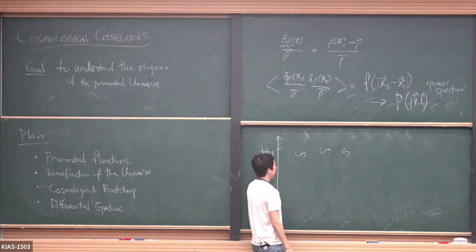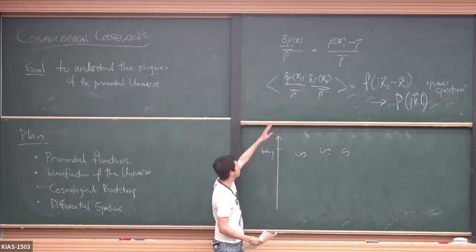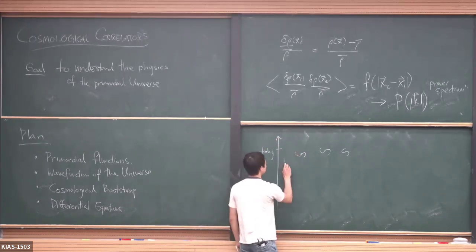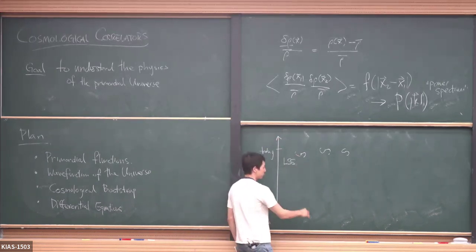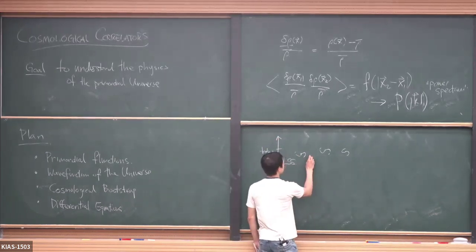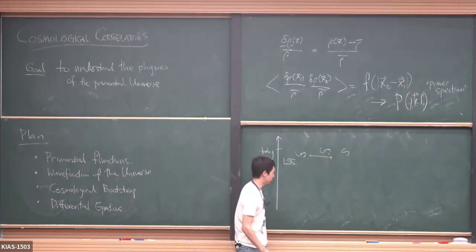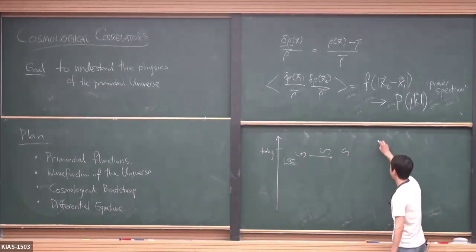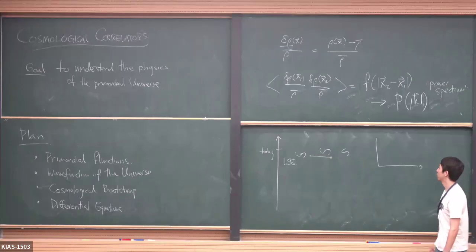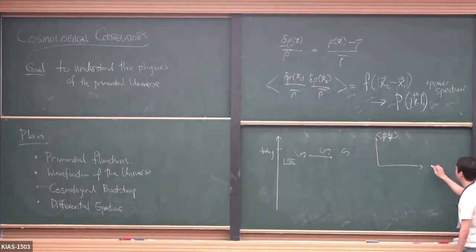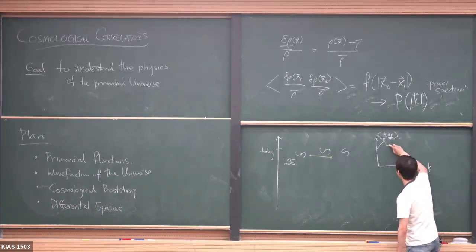And as I said, we can measure the 2-point correlation function of density perturbations in the large-scale structure. So this is large-scale structure, and then we can try to measure, say, the 2-point correlation function between different positions in the sky. And this quantity has been very accurately measured in observations. If we plot this delta rho over rho 2-point correlator as a function of the wave number k in Fourier space, this quantity has been very accurately measured.